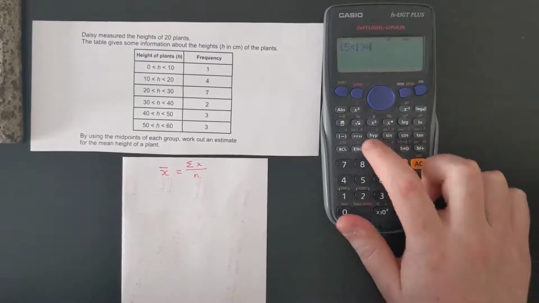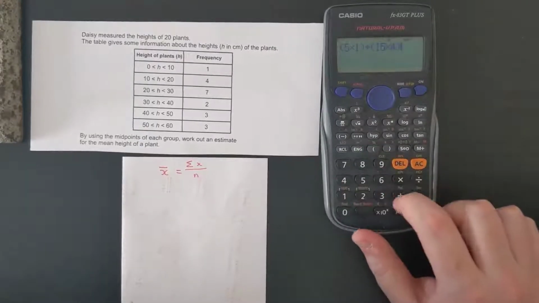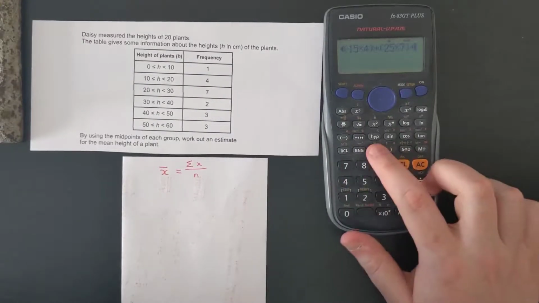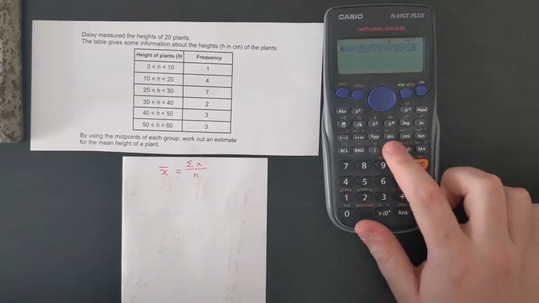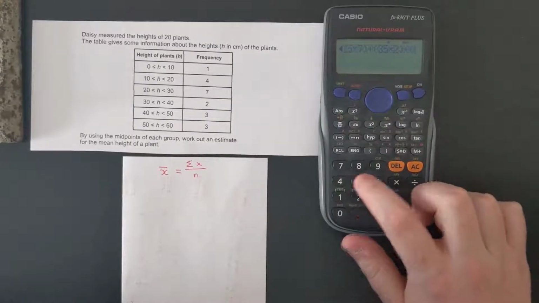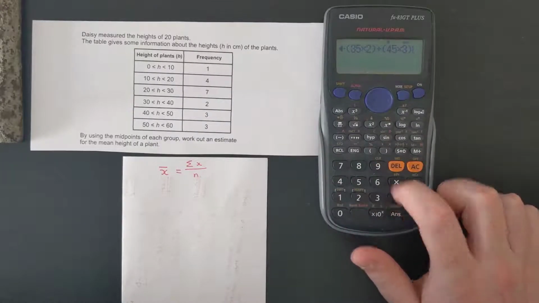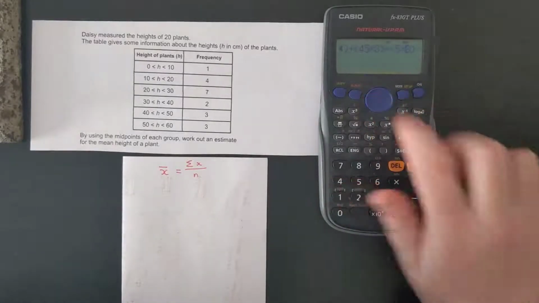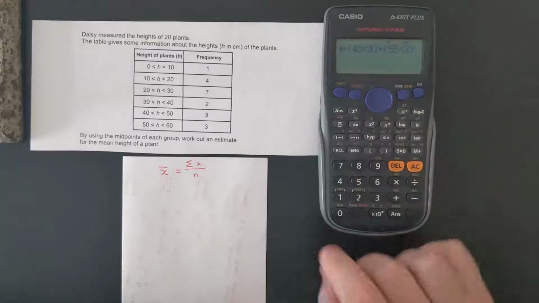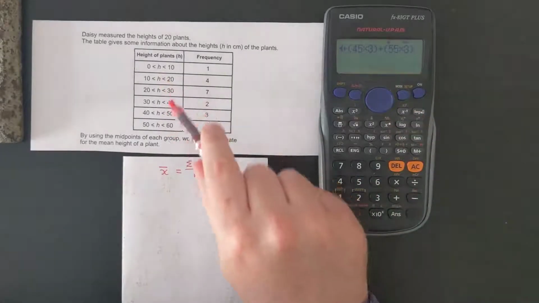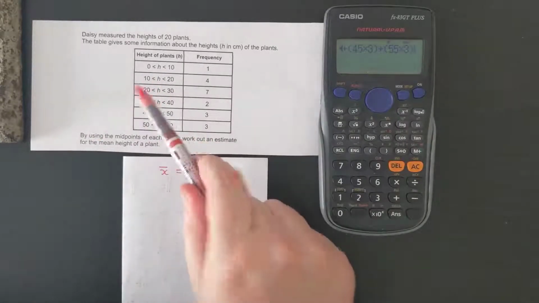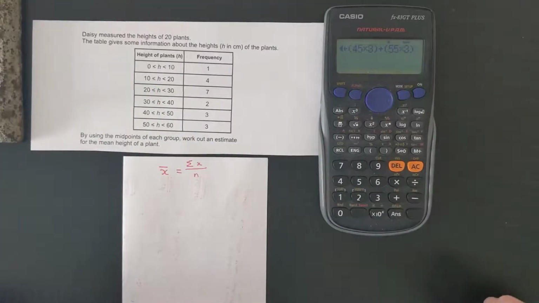So that's 5 times 1, plus 15 times 4, and then plus 25 times 7, plus 35 times 2, plus 45 times 3, plus 55 times 3. This question has been nice to you in that all of the intervals are the same, and so finding your midpoint is just effectively adding 5 to your lowest bound. That won't always be the case though, so do be careful with that.